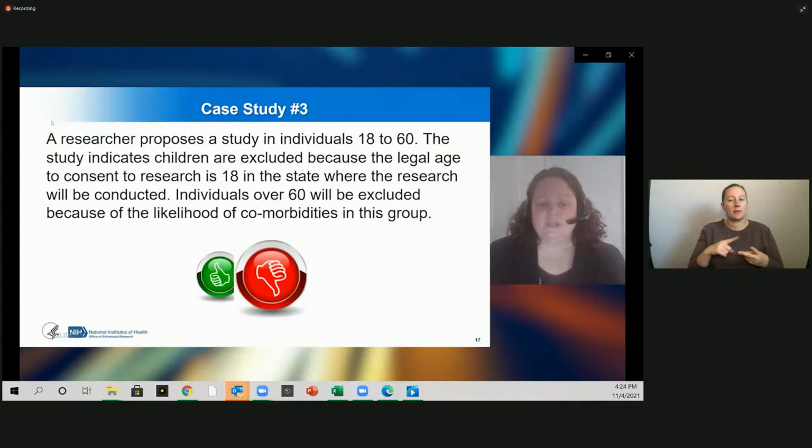And then they're excluding individuals over 60 because of the likelihood of comorbidities in this group. In general, it's better to exclude people with certain comorbidities if needed, rather than excluding people based on the likelihood of those comorbidities. So for example, if they're concerned about diabetes, they can exclude people with diabetes. Although they also want to make sure that those inclusion and exclusion criteria are really necessary. And this little bit of information I have here, I don't know whether they need to exclude people with comorbidities or not. But if you do, that should be explained in your inclusion plan.